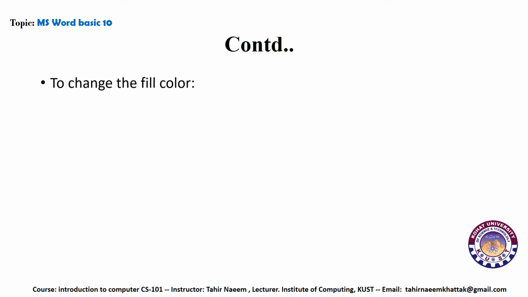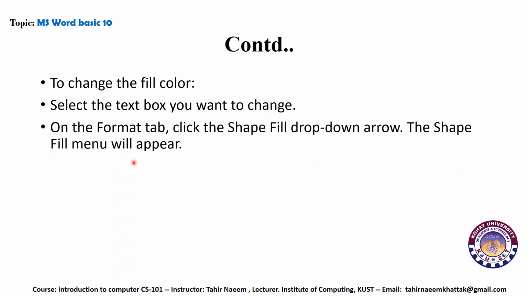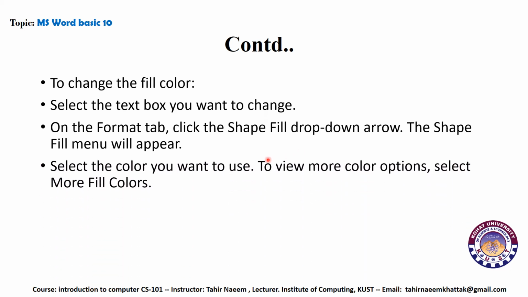To change the fill color: basically, how will we change the fill color of a text box? We'll select a text box, then go to the Format tab and click on the Shape Fill drop-down arrow. The Shape Fill menu will appear. Select a color we want to use. To view more color options, select More Fill Colors.